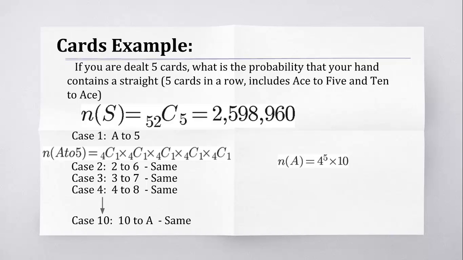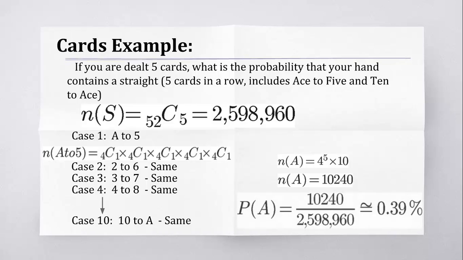And so your N of A is actually 4 choose 1, 5 times, sorry. So that's 4 to the 5 times the 10 cases. This 10 represents the cases. And so we get 10,240. Your probability is just 10,240 over 2,598,960, and it's approximately 0.39%. So the probability of being dealt a straight is very low. It's less than 0.5%.